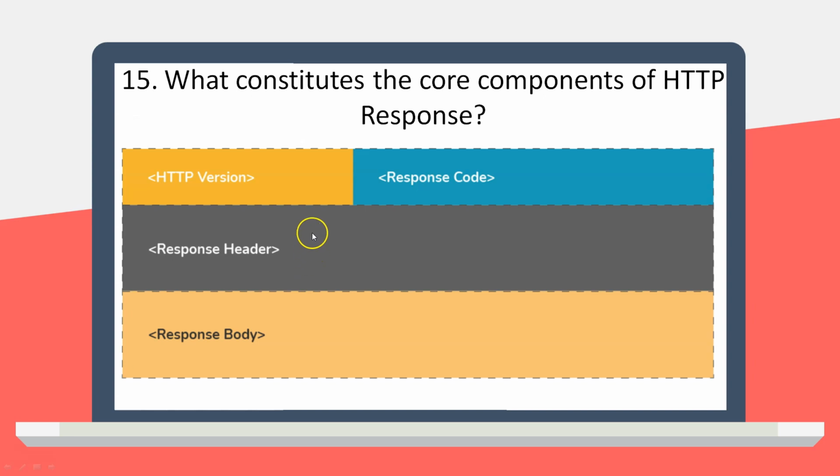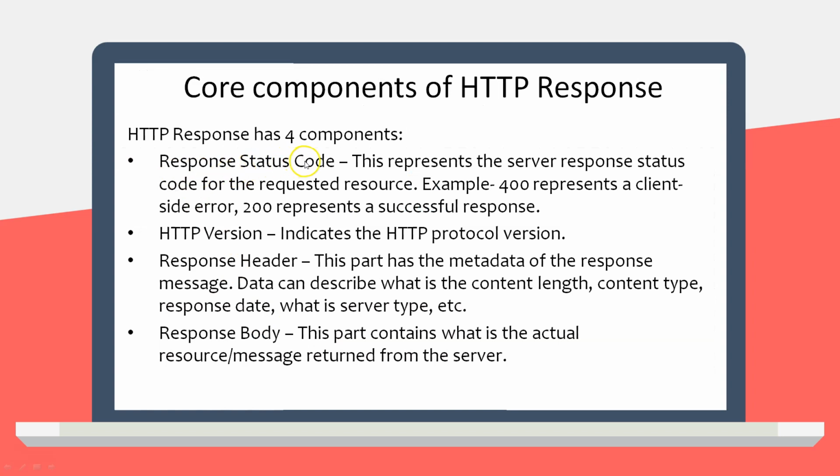Alright, similarly there can be a question on what constitutes the core components of an HTTP response. So you will have the HTTP version like 1.0, 1.1, response code, response header, and response body. Okay, the response status code represents the status for the requested resource. For example, 200 is success, 201 resource created, 400 represents client error, 404 resource not found, 500 internal server error. So the status code will have some meaning. Then HTTP version, this indicates the protocol version.